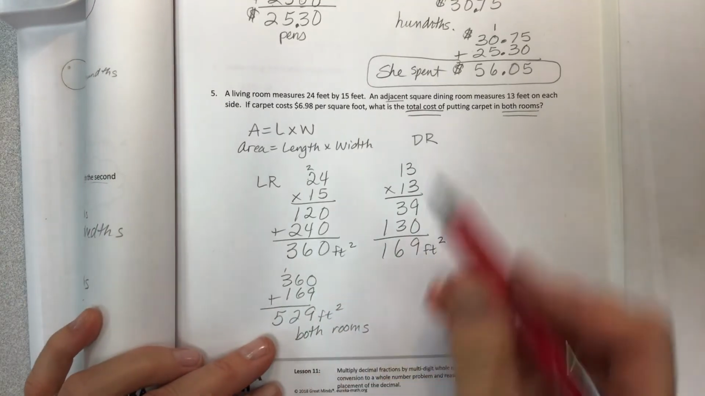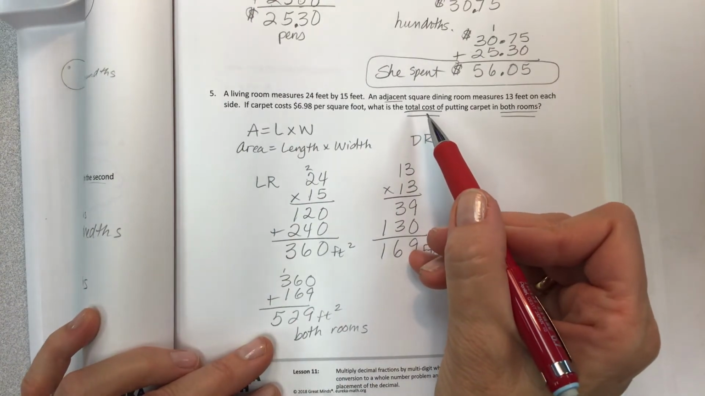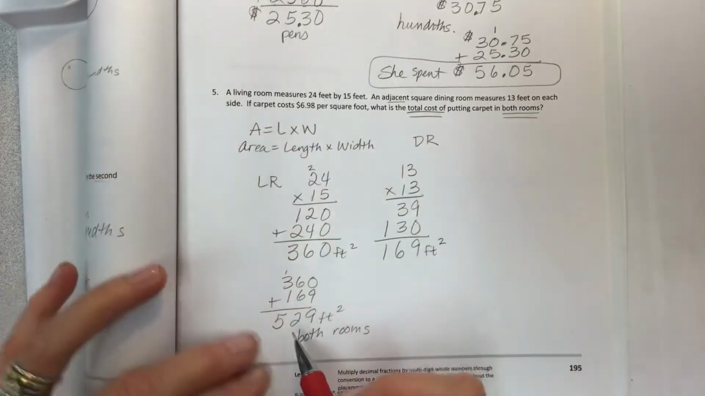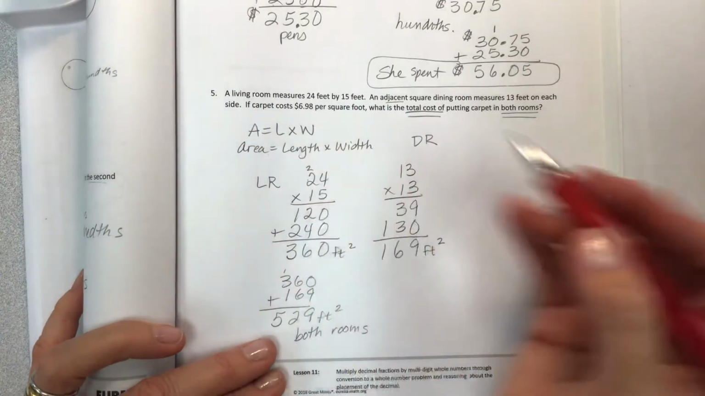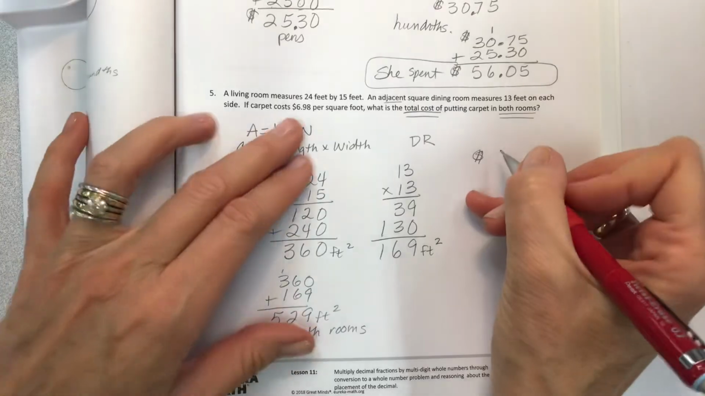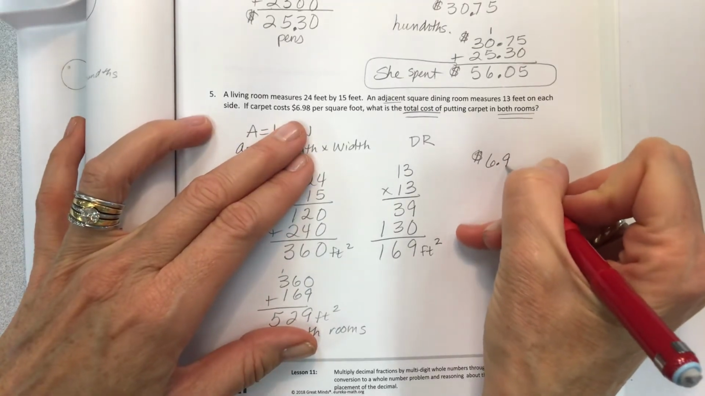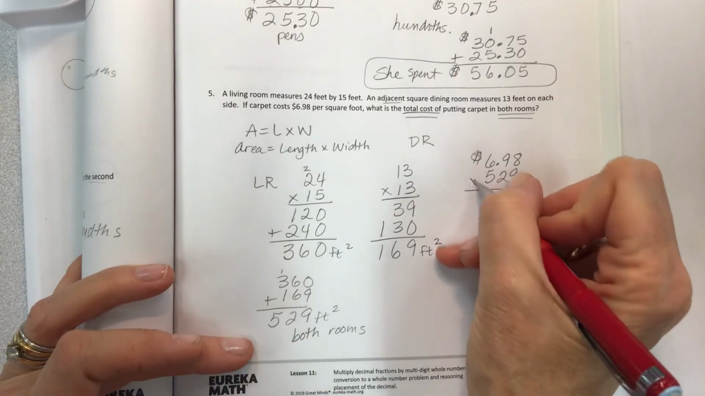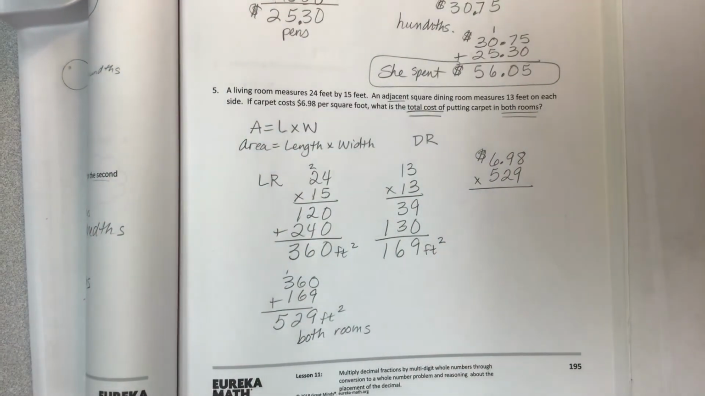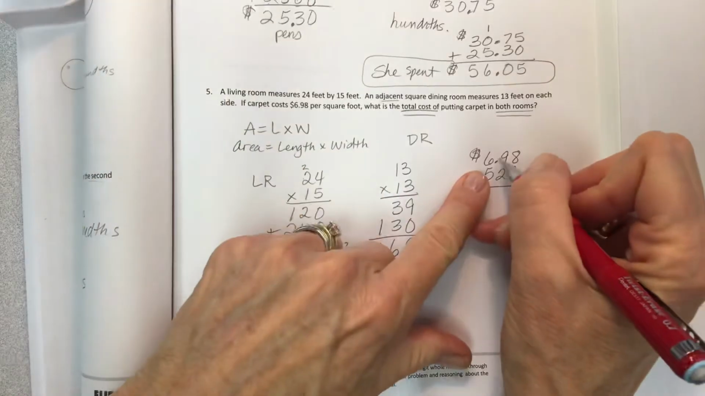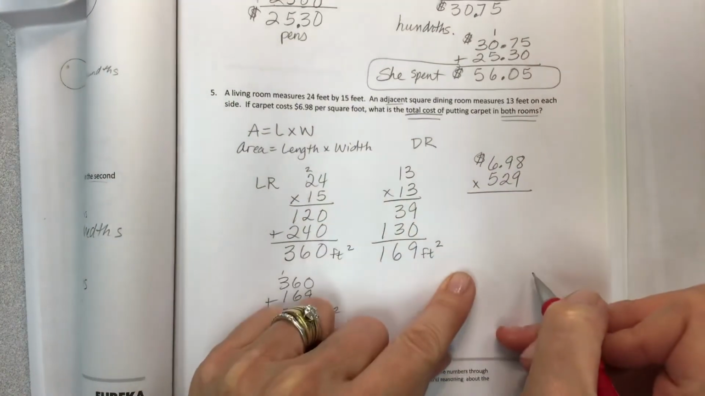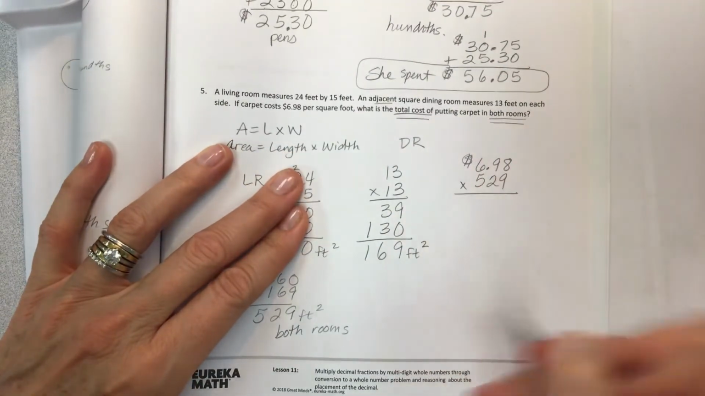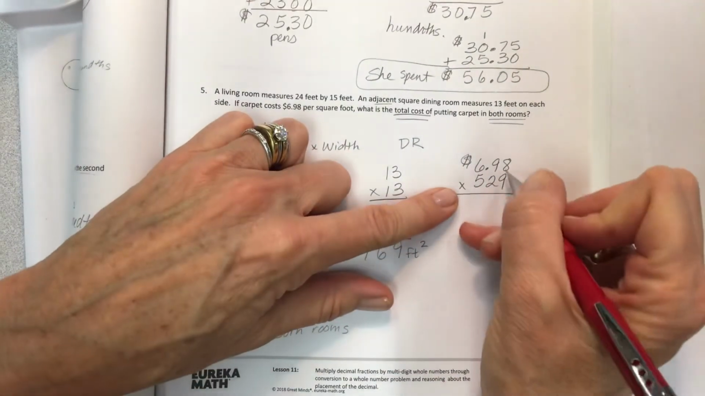Okay, but that's not answering the question. The question is about cost. So now we have to go to the cost, $6.98, and we have to multiply it by 529. Big problem. Not for you, though. $6.98 times 529. Not a big problem if you know how to do the standard algorithm by multiplying by 100 to take it out and dividing by 100 to put it back in. Or the old school way of just saying 2 places here, and then my answer will have 2 places.